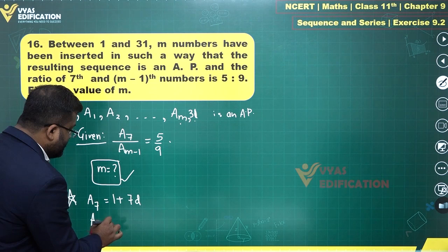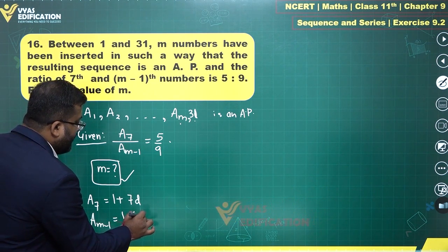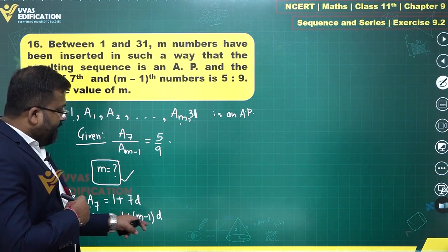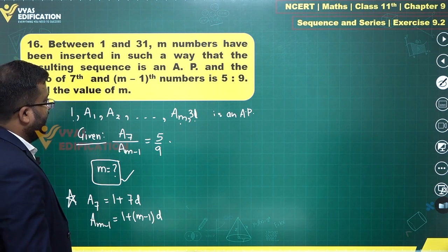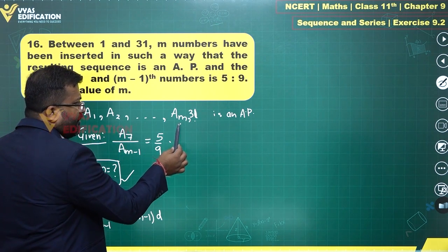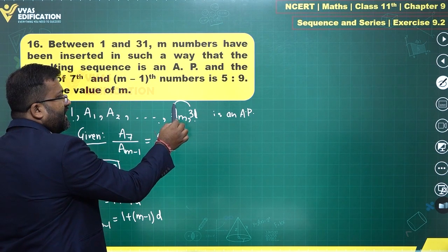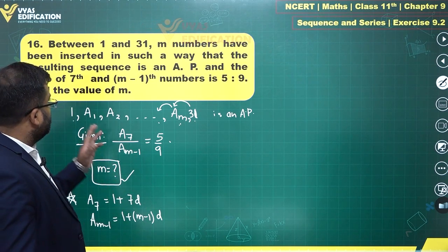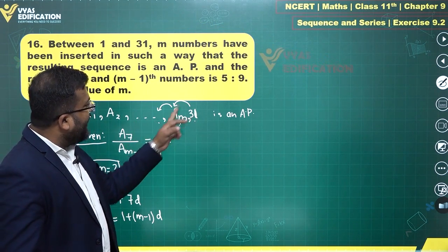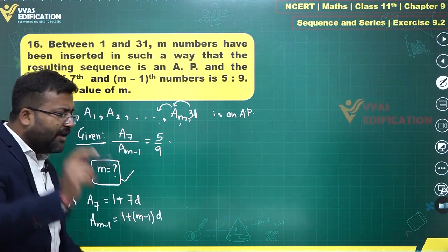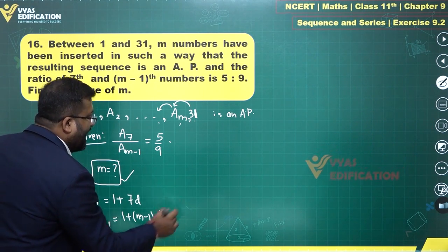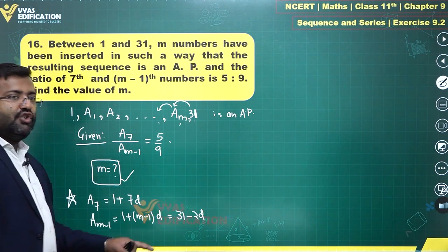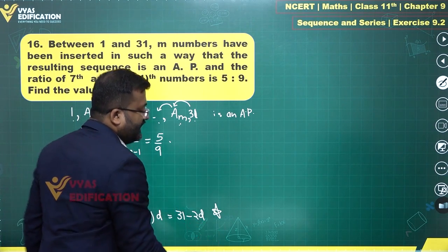Similarly, a(m minus 1) will be 1 plus (m minus 1)d, but that gives m minus 1 and d both in here. Do you see that am and a(m minus 1) can be obtained by moving back from 31 as well, right? So you add a d, you move to the right; you subtract a d, you move to the left. Once you observe that, can you see that a(m minus 1) will be 31 minus d, which is 31 minus 2d? Do you observe this? This is the important thing.